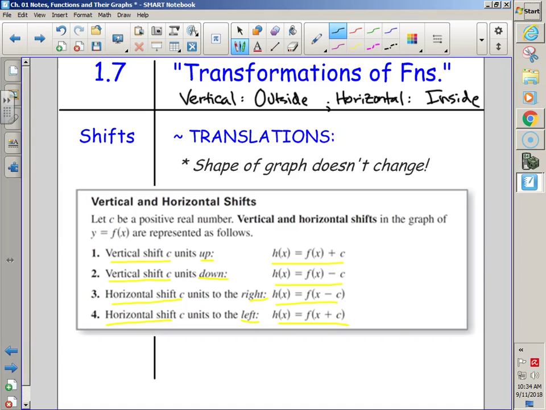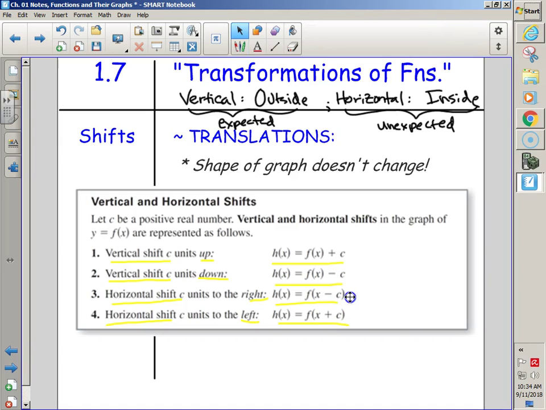Vertical is what you would expect. I would put expected. And horizontal is always unexpected. If you get to know it really well, you'll expect it, but as far as the first glance, it's always going to be not opposite what you think, but different than what you think. Sometimes opposite, sometimes flipped. The vertical one's going to be the expected change, and the horizontal is going to be the unexpected.